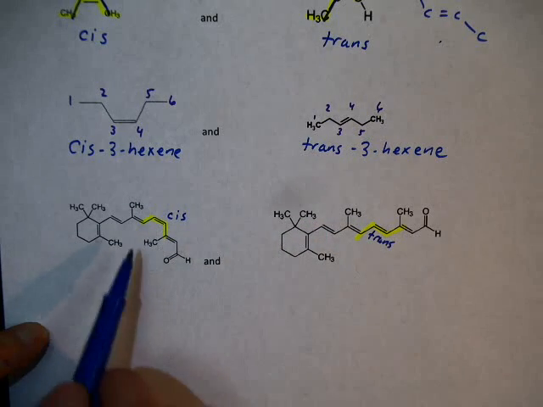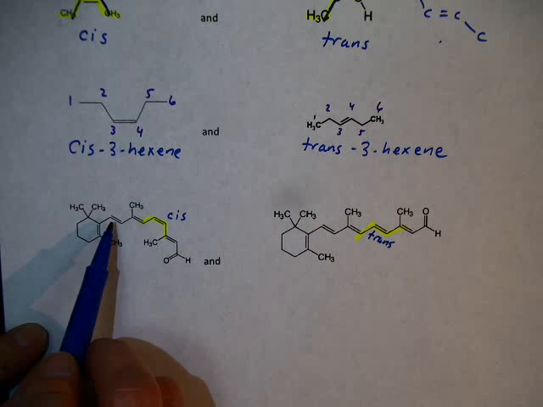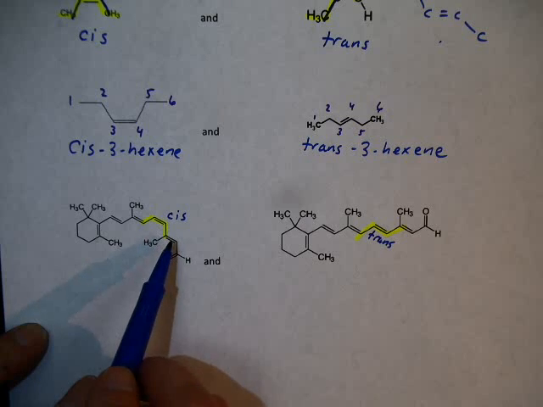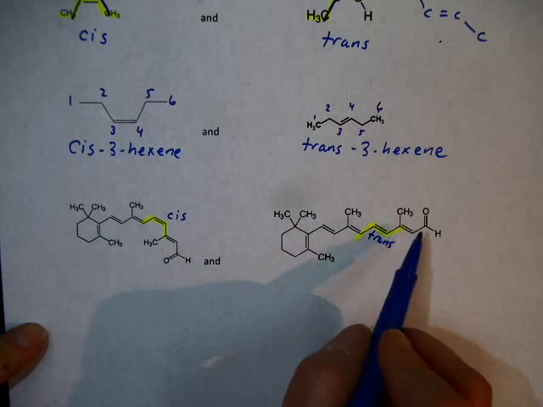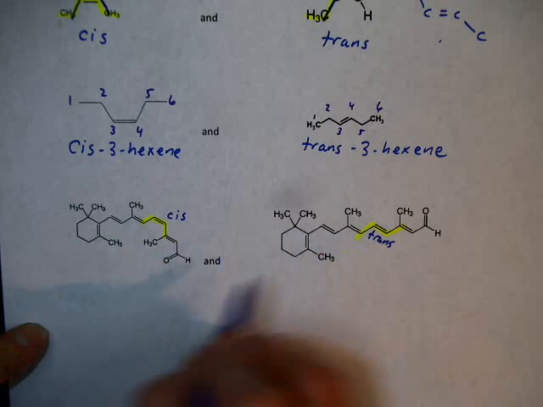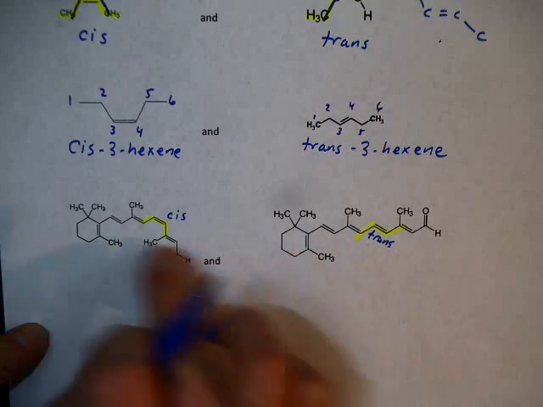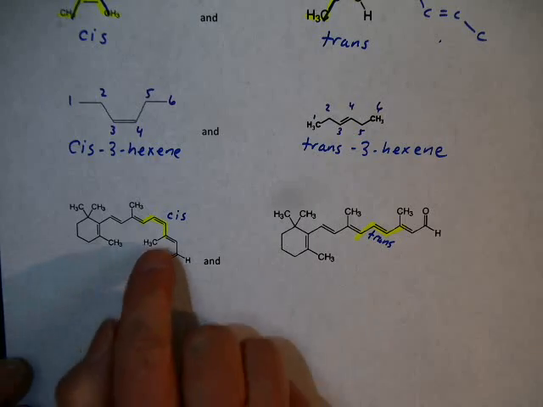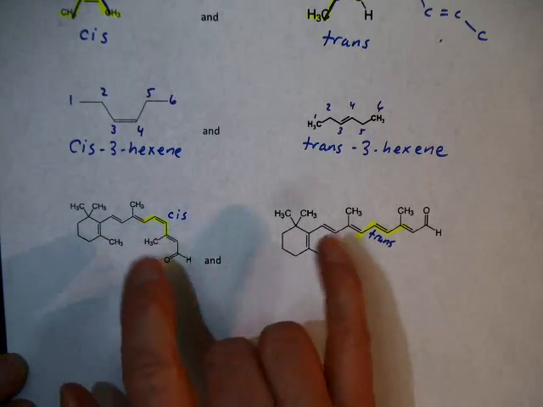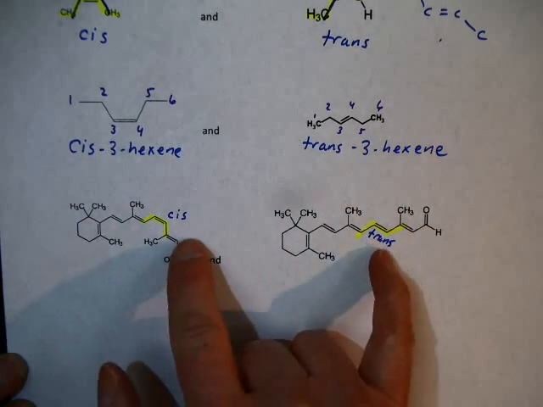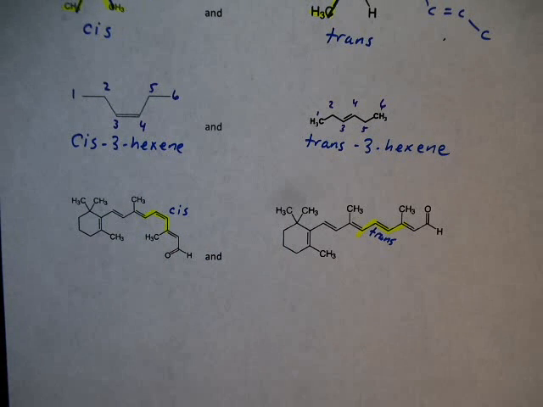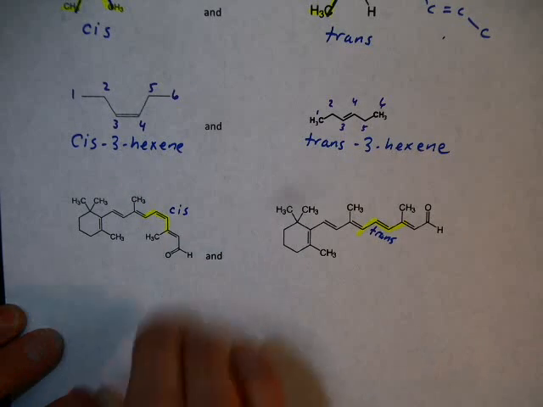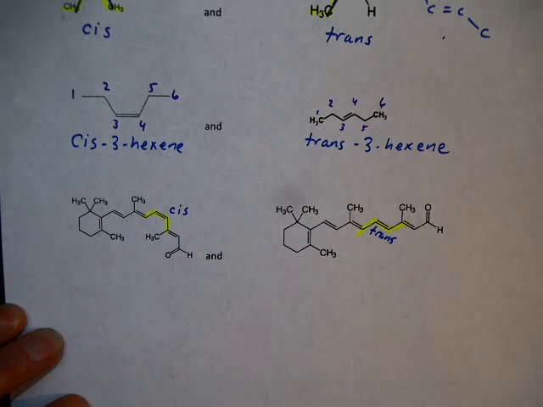Cis and trans. This double bond is trans. This one is trans, so there's more than one double bond. We're looking at that one and noticing cis and trans. This, in fact, is what happens when light hits your eye. It gives enough energy to flip back and forth between cis and trans, and that is how your eye can respond to a light hitting it, a cis-trans flip.